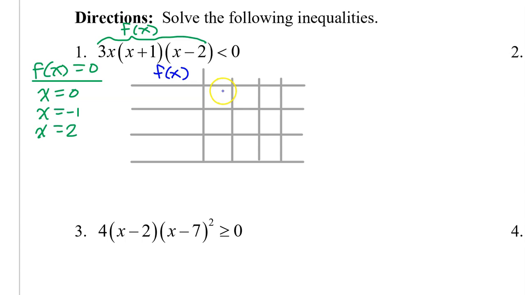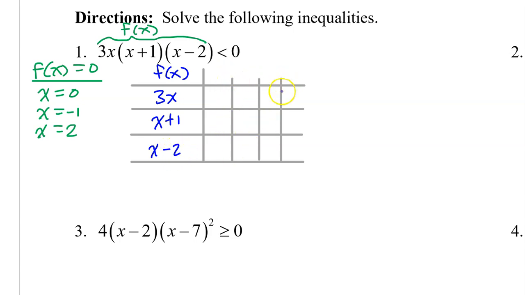Next, you want to make a sign chart. We need a row for every factor. So since I have 3 factors, I made 3 rows. Don't forget to label the sign chart in the upper left-hand corner. Call it f of x. So in the first row, we have 3x. In the second row, we have x plus 1. And in the third row, we have x minus 2.